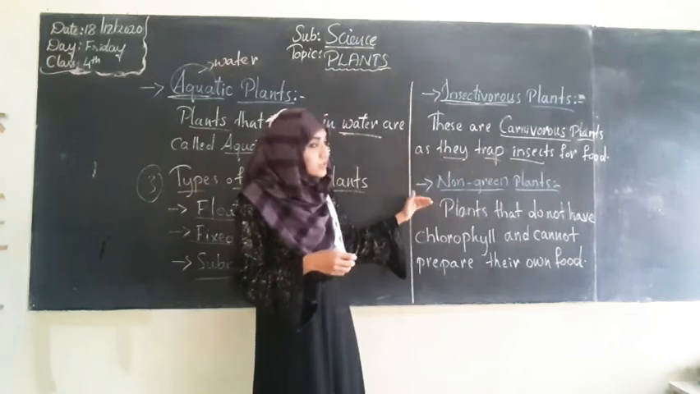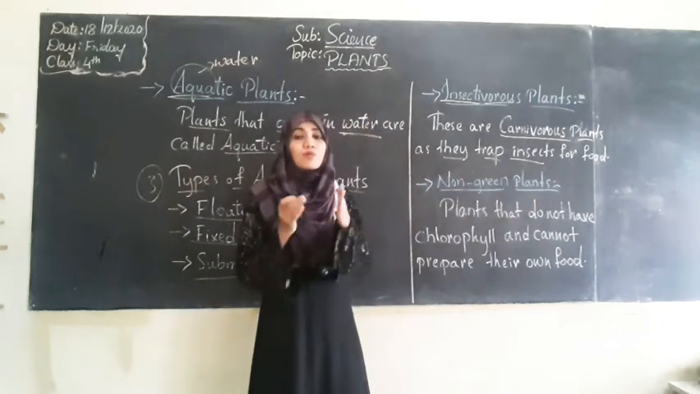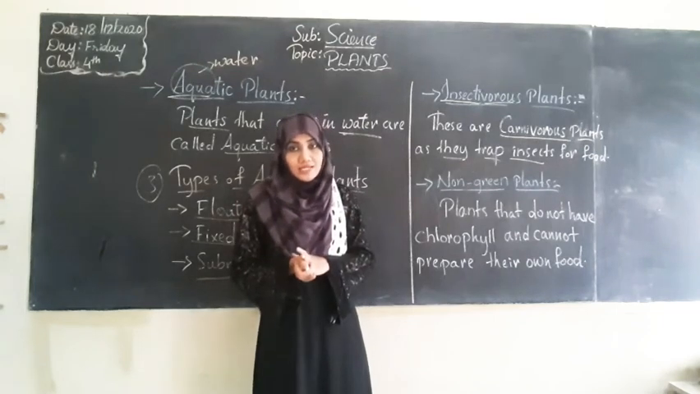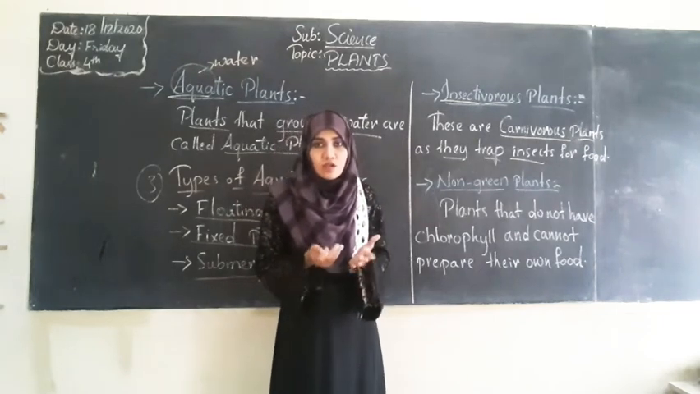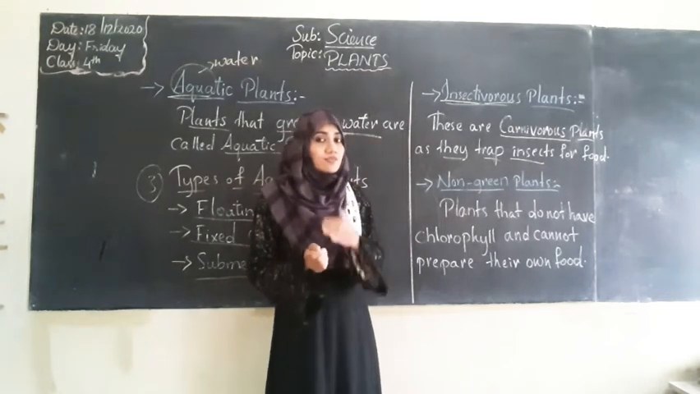And next, moving on further, we will also see the non-green plants. Often we see more of green plants around us, right? But there are some non-green plants. Non-green plants means they will not be green in color, right? So now, what is the reason for that?